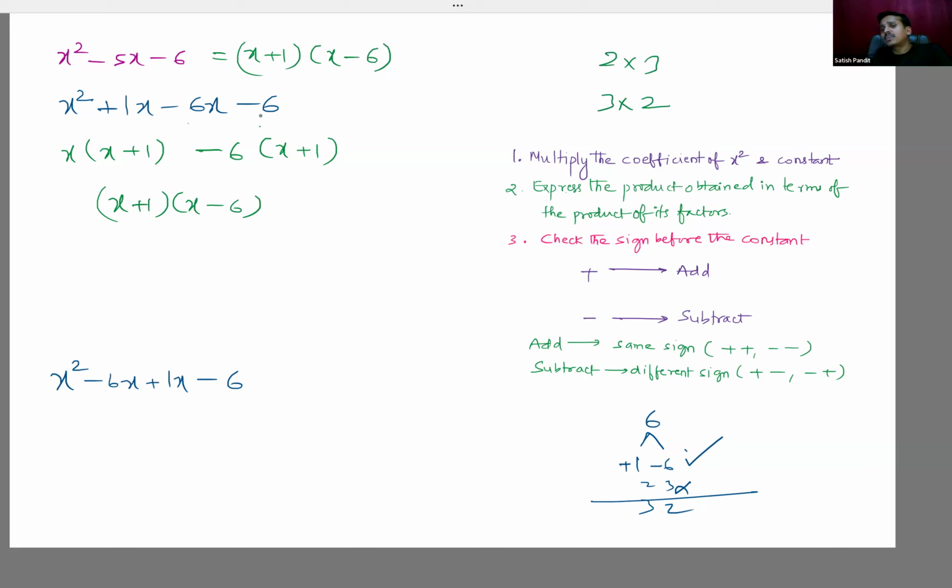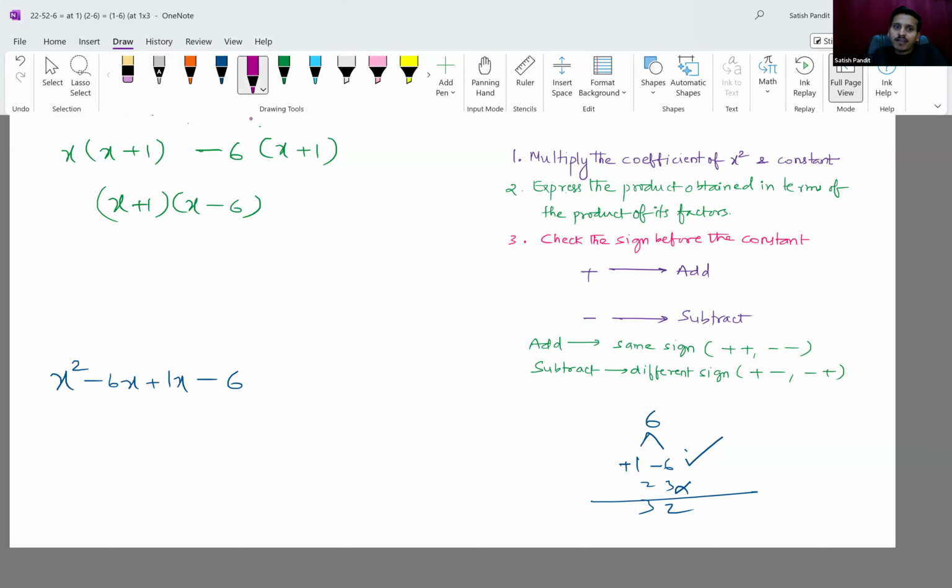right? It doesn't matter where you write 3, whether you write first or second, right? 2 into 3 and 3 into 2, both are going to be the same, right? Same way, whether you write x plus 1 into x minus 6 or x minus 6 into x plus 1, it's the same thing. It doesn't matter where you write x plus 1, first or second, right?